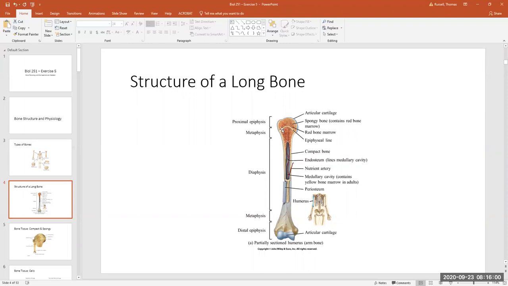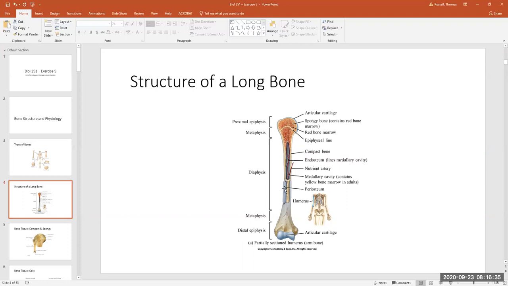The end that is closer to the point of attachment to the trunk of the body is called the proximal epiphysis. So up here, as we're going to be learning, this is the humerus again, your upper arm bone. This is the head of the humerus. And so this part of the humerus over here is what makes contact with your shoulder blade called the scapula and forms your shoulder joint. So this is the proximal end of the bone. So this is the proximal epiphysis. But at the opposite end is what we call the distal epiphysis. So the epiphyses are the very ends.